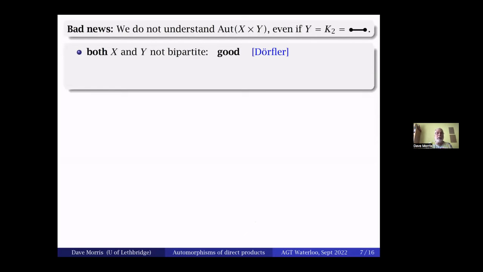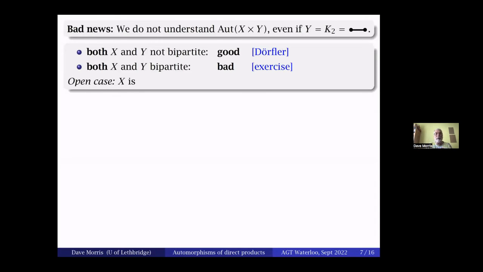That's Dörfler's theorem. On the other hand, if both of them are bipartite, then it's bad. The automorphism group does have unexpected things that we don't understand. So the question is which graphs are bad? If neither graph is bipartite, Dörfler says we understand the automorphism group. If both graphs are bipartite, it's bad.